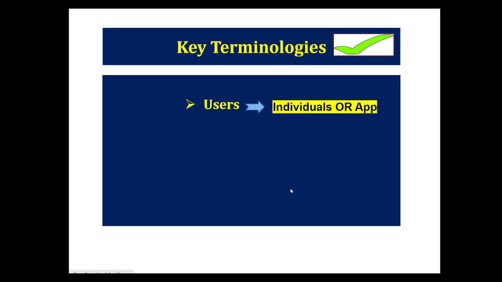First one is the users. Users are the individual people or applications that need access to your AWS account. In simple terms, you can consider any individual or application as a user. Next is a group. A group is a collection of users who share the same permissions. For example, we can create a developer group and attach policies or permissions to all the developers so that each developer will have the same level of access.